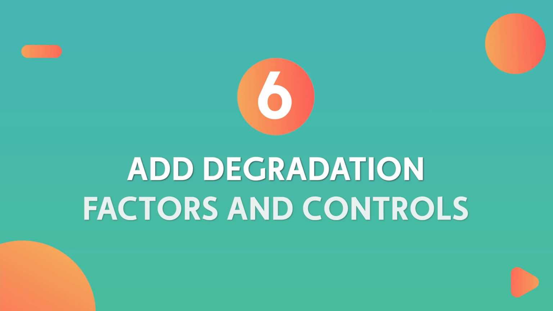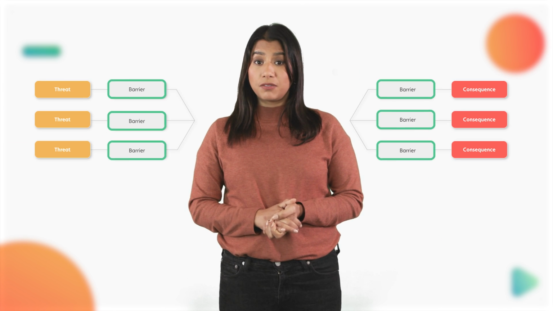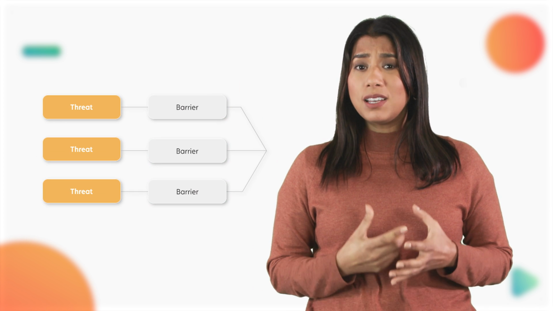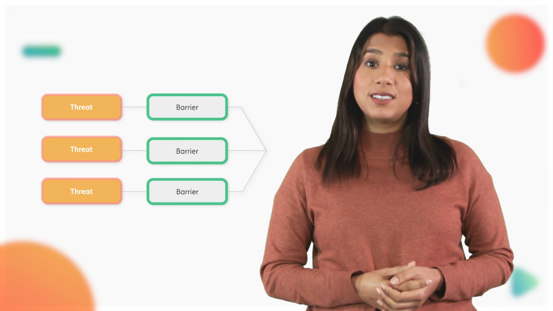Starting with step 6, add degradation factors and controls. What's a degradation factor, I hear you ask? Well, they are conditions or situations that can compromise the effectiveness of a barrier. Use them sparingly though, and keep them to representing only the most significant threats to barrier integrity.